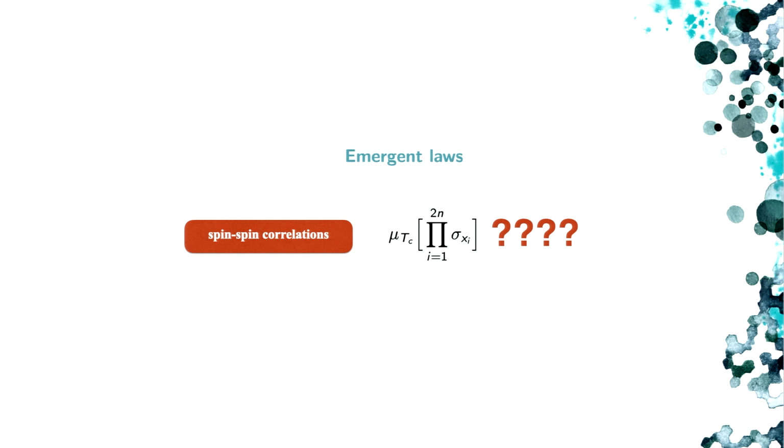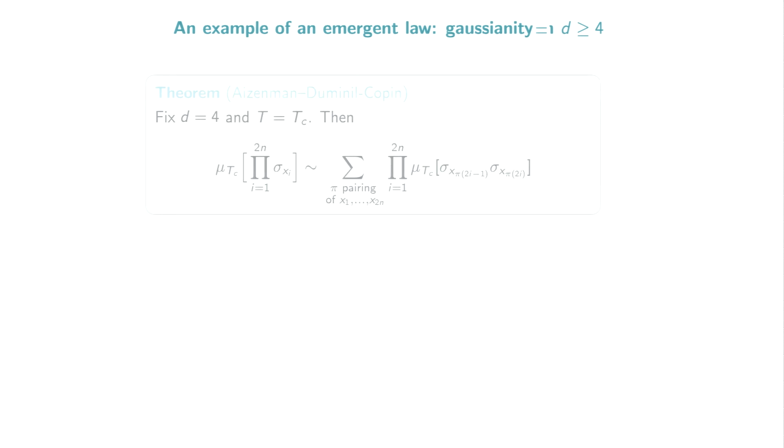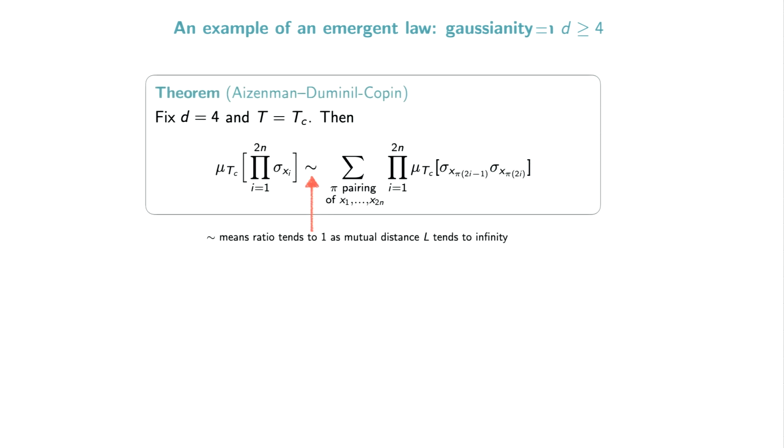And I want to say two things about it. I'm going to look at the dimension 4 model, because there are two emergent laws that are interesting in this model. The first emergent law is something that we obtained with Michael Aizenman a few years back: if you fix dimension 4 and look at the critical parameter, t equal to t_c, then the spin-spin correlations start to behave at large scale like a Gaussian field, meaning that the spin-spin correlations are going to satisfy the bosonic rules, or the Wick rule, if you prefer, in probabilistic terms.